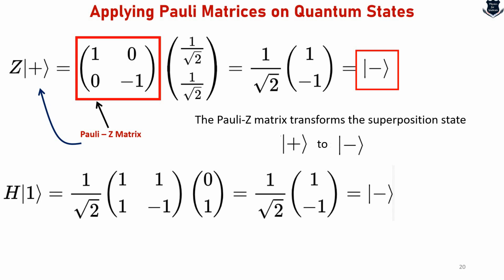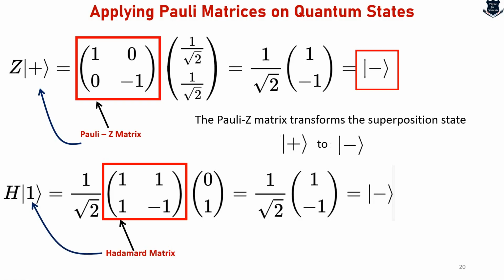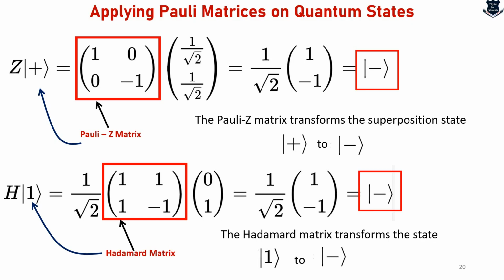How about the Hadamard matrix? Here you can see this one is the Hadamard matrix, right? The Hadamard matrix transformed the state 1 into the superposition state which is this one. So it transformed 1 to minus. These are a few of the examples.